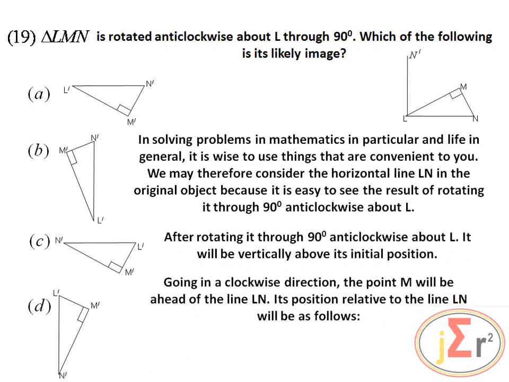Going in a clockwise direction, the point M will be ahead of the line LN. Its position relative to the line LN will be right there. So notice that M is above LN. So when we rotate, M will still be ahead of LN or LN prime. So that is where M will be. So that is our location of M, or relative position of M. Of course, the position of M relative to the line LN. Not necessarily exactly, but a good idea.